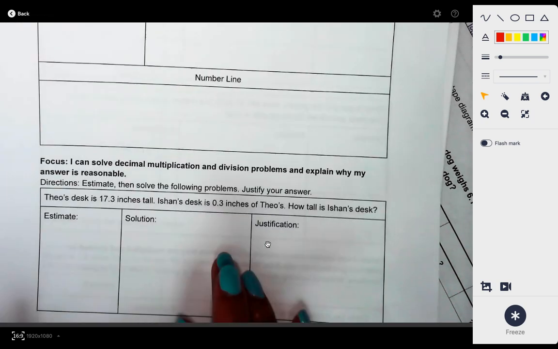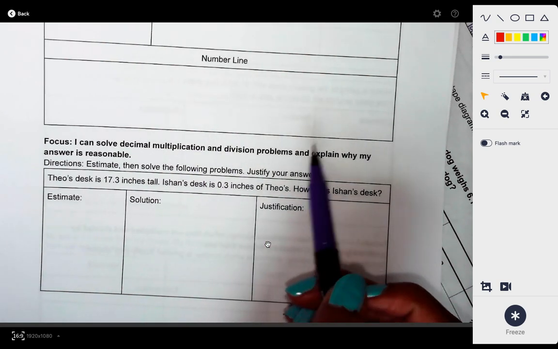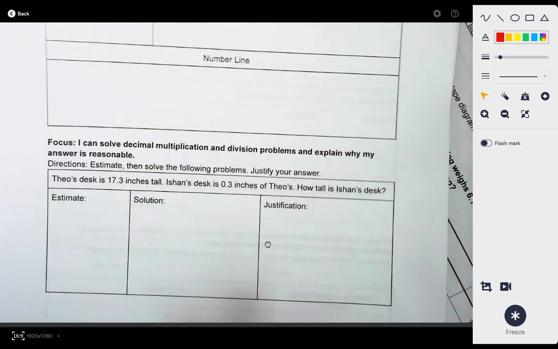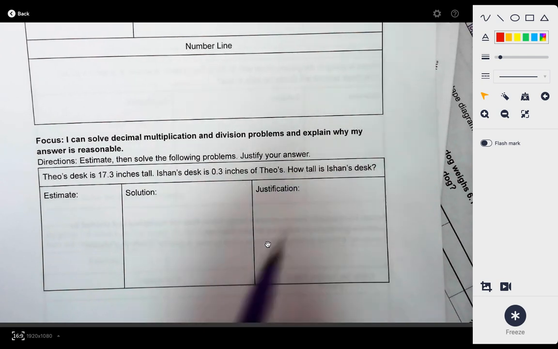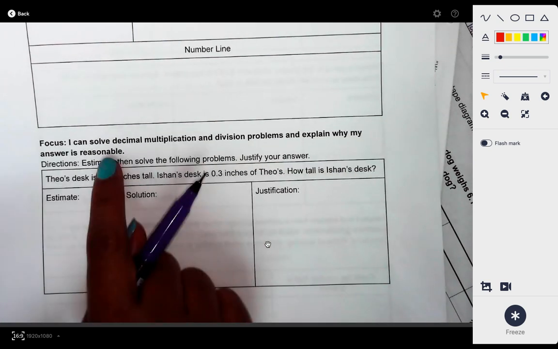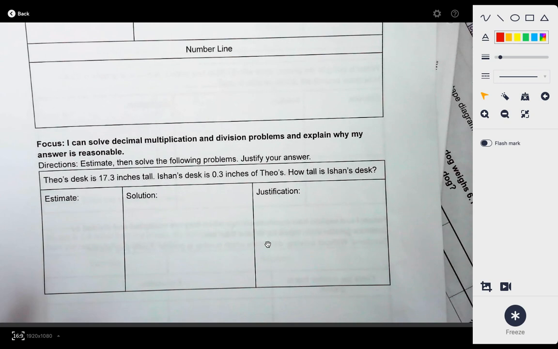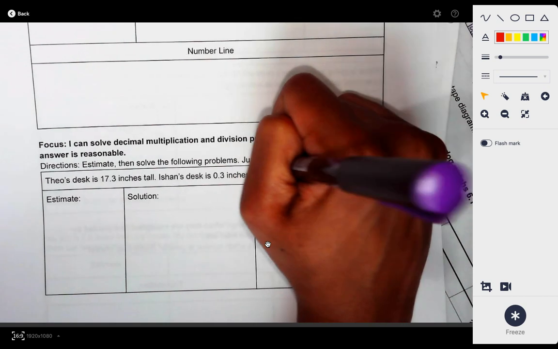That's similar. So our next focus is, I can solve decimal multiplication and division problems and explain why my answer is reasonable. So they will estimate, then they'll solve the following problem, and then they'll justify their answer. Justify just means explain why it makes sense, as indicated in the focus. So Theo's desk is 17 3/10 inches tall. Ishan's desk is 0.3 of Theo's. So that "of" should be a hint that we're talking about multiplication here.